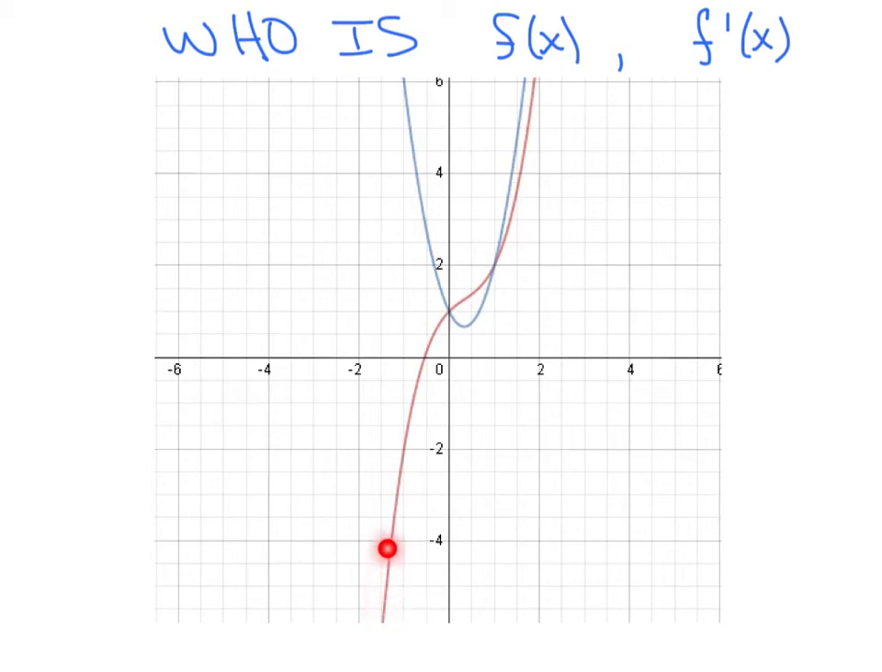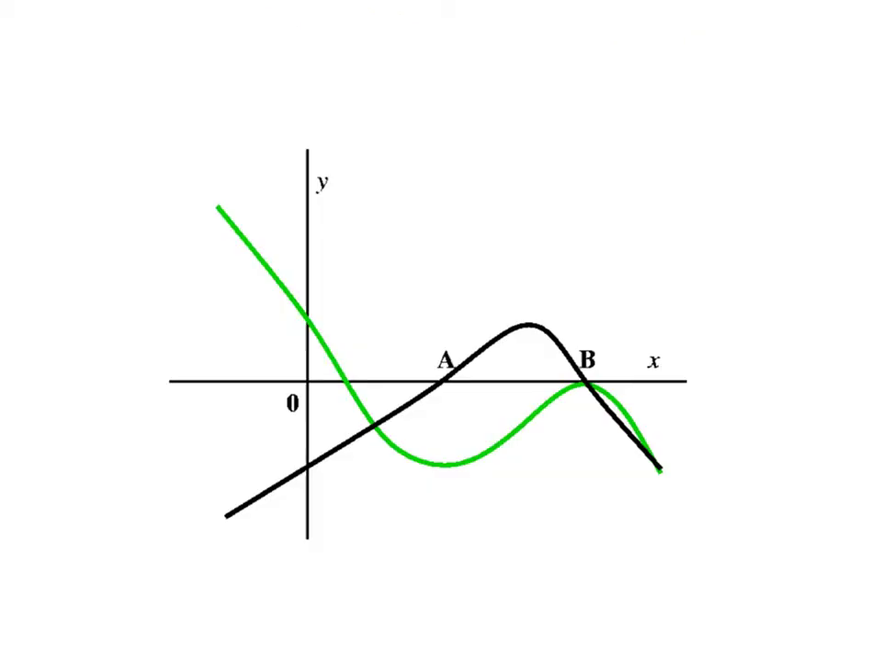So the red graph is f, and the first thing that catches my attention for this function is that he is always increasing. So therefore, if f's always increasing, therefore f prime is always positive, and that's why you see the blue graph living entirely above the x-axis. So let's go ahead and say that f was the red graph, and then the blue graph was f prime. Done deal.